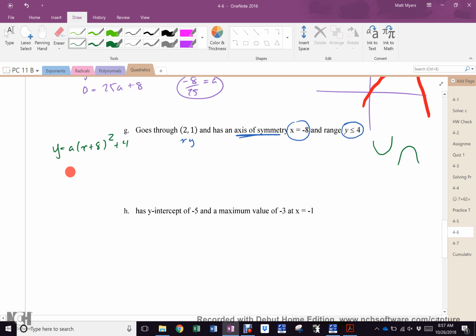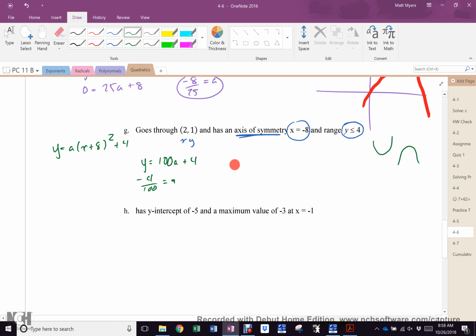Okay. So what goes in where? Y equals A. I'm not going to do that. X is 2. What's 2 plus 8? 10. You sure? 10. 9, 10. Okay. And 10 squared is? 100. 100A plus 4. Move that over. Negative 4 100ths equals A, yeah?